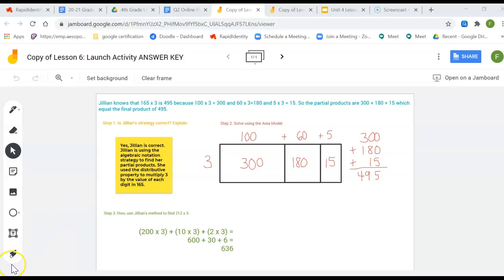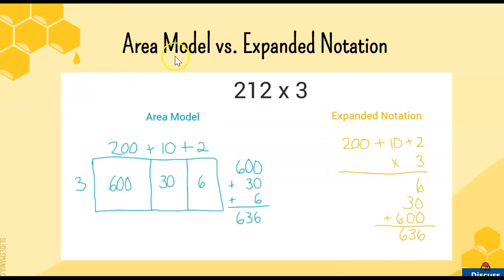So make sure to pause the video to make any corrections to yours that you might need to make. So on our next slide, we've got area model versus expanded notation. And we're going to be comparing the area model versus the expanded notation while using each of them to solve this particular multiplication problem, 212 times 3.